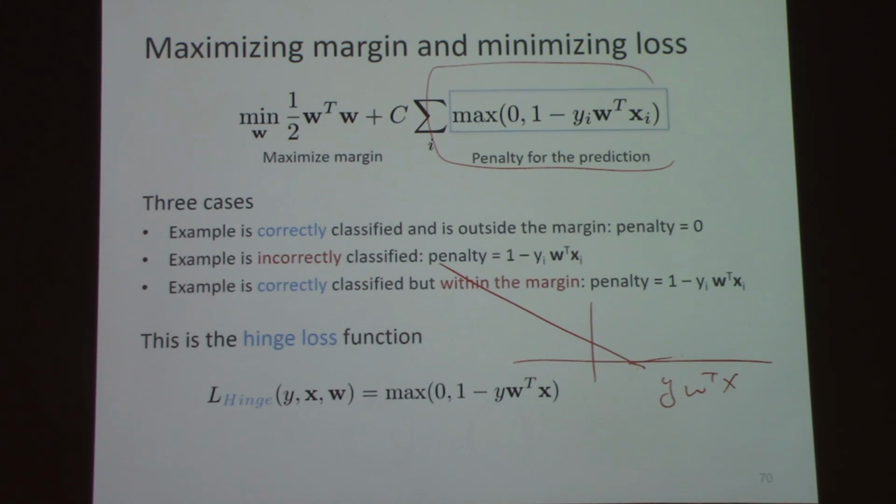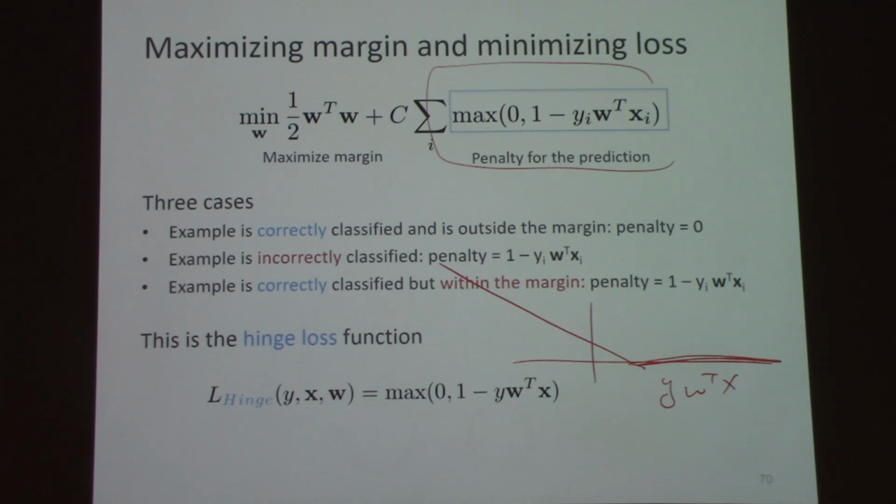And it's 0 here. This is the hinge loss function, and one way of interpreting the support vector machine is that you are minimizing the regularized hinge loss. Now, you're not just minimizing the hinge loss, you're minimizing the hinge loss plus a regularizer. So, the support vector machine is a regularized hinge loss minimization.